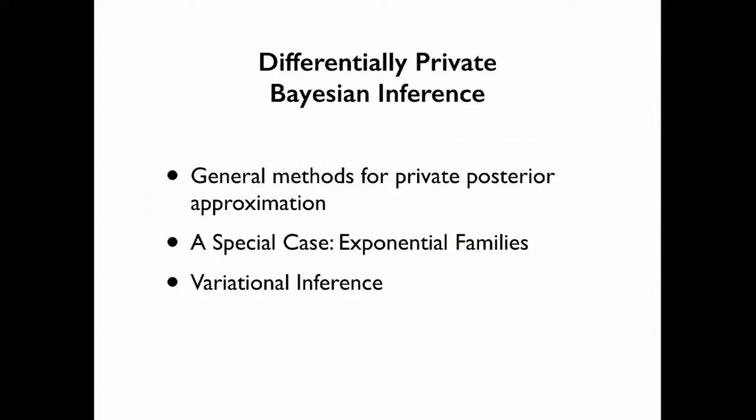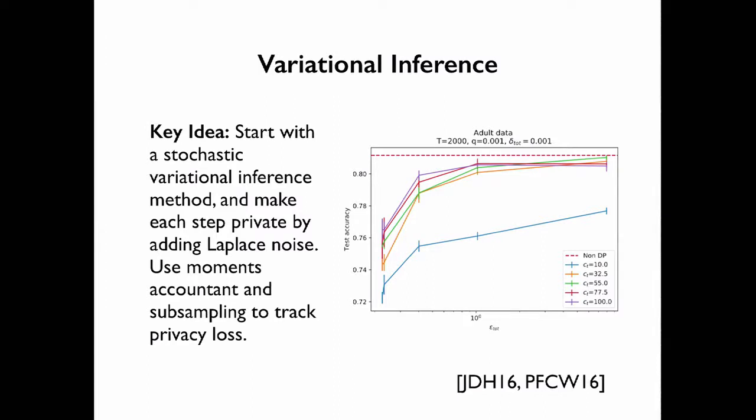Okay, so I have talked about posterior sampling. Finally, let me tell you a little bit about variational inference, so differentially private variational inference. Here again, I won't go into the details, but essentially you start with a stochastic version of variational inference, and there are lots of stochastic variational inference style methods, and then you make each step private by adding Laplace noise. So it's a bit like stochastic gradient descent. You make each step private by adding Laplace noise, and then you can use the moments accountant as well as subsampling to track the privacy loss.